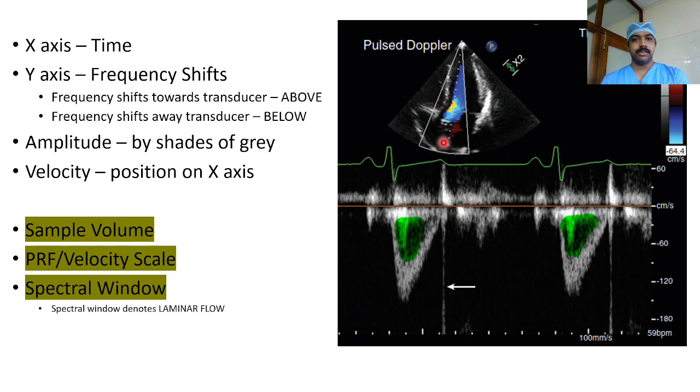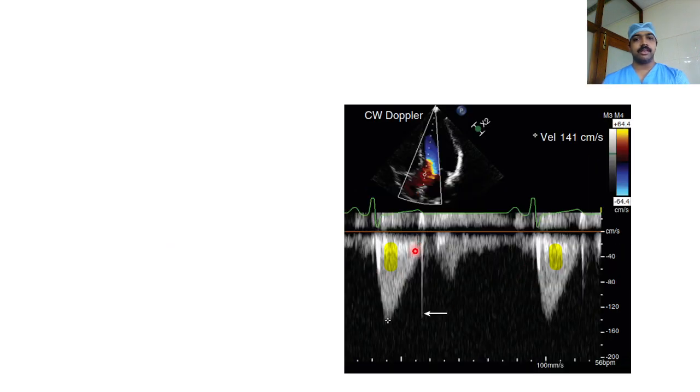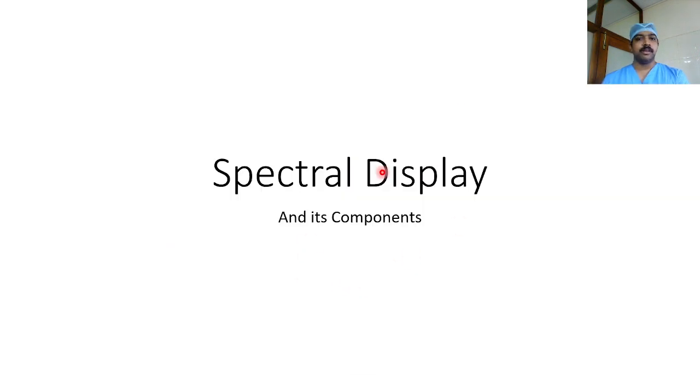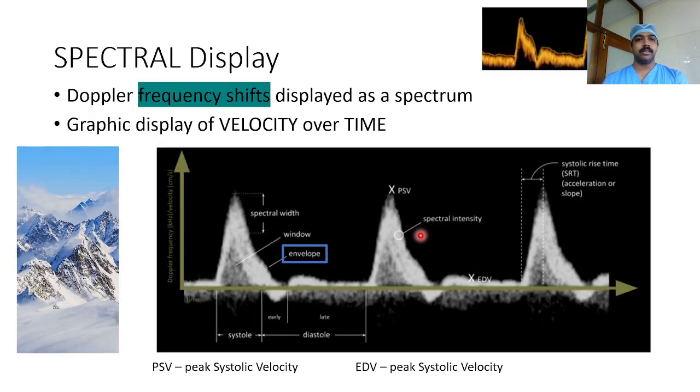So this is an image of pulse Doppler and this is how a continuous wave Doppler looks. The spectral display and its components will represent the Doppler shift. This is called the spectral envelope. It's like snow covering a mountain, and the mountain is in the center. The central portion is the spectral window and this width is the spectral width.